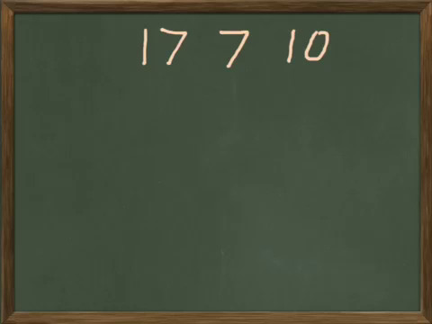I bought 3 oranges for 10 cents, and I sell those oranges for 18 cents. How much did I gain? How much was my profit? So I bought 3 oranges for 10 cents, and I sell them for 18 cents. I think I'm doing this a little bit backwards. Let's put the 18 first. So 18, and then I bought them for 10.